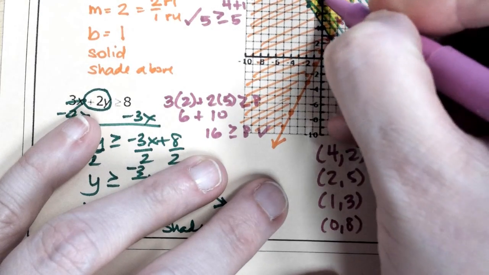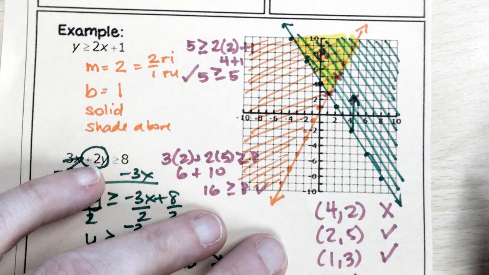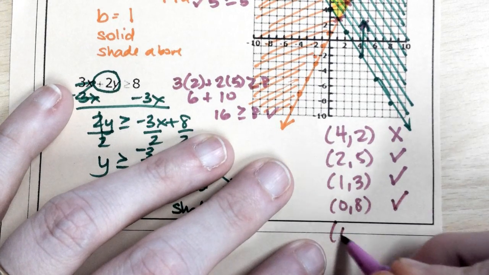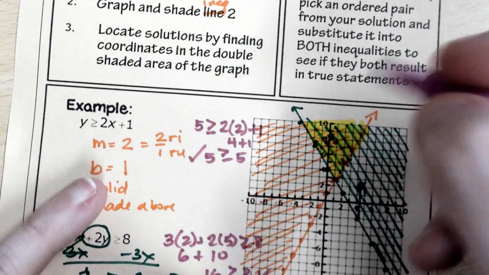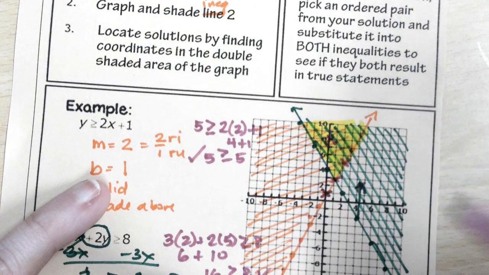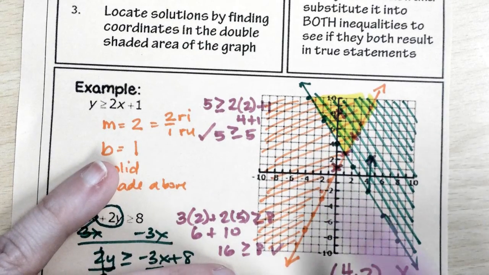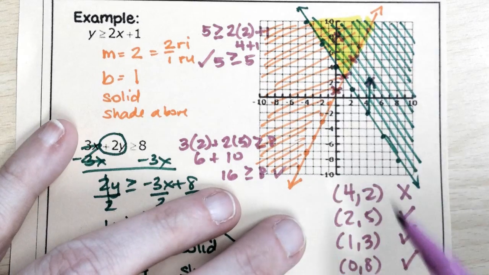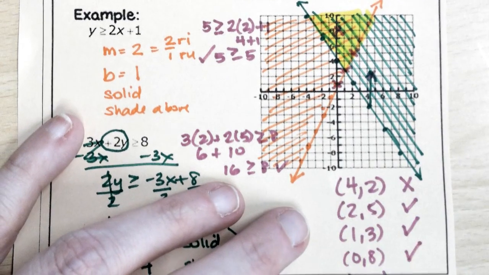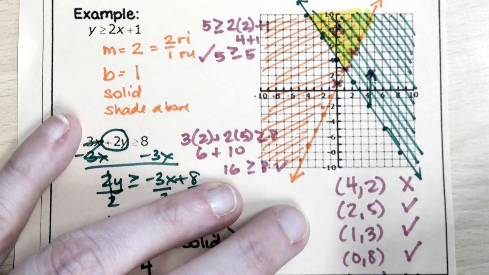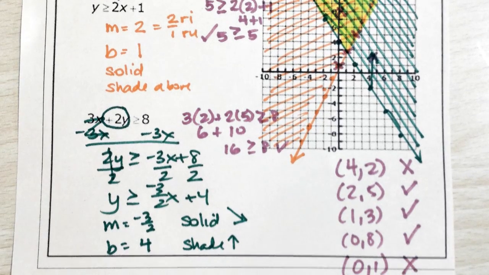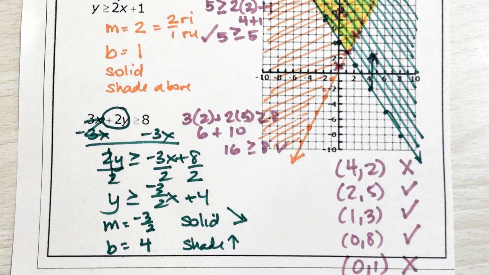Okay? How about 0, 8? Over 0, up 8. Wow, that is right in the middle of our solution set. We'll give that a big old check mark. What about this last one, 0, 1? No, it's on the line of the yellow one, so it's part of the solution set for the yellow, but it's not part of the solution set for the orange, so it's not part of the solution set for the system. Okay? All right. So that's how we graph and solve systems of inequalities.